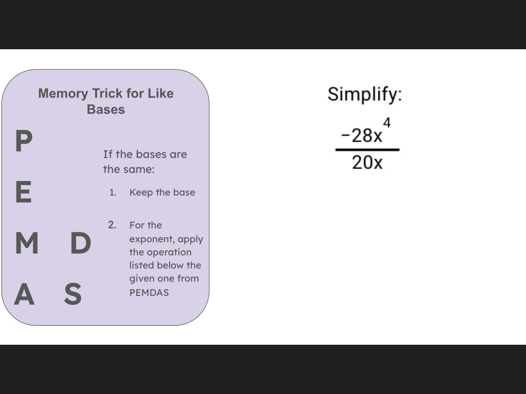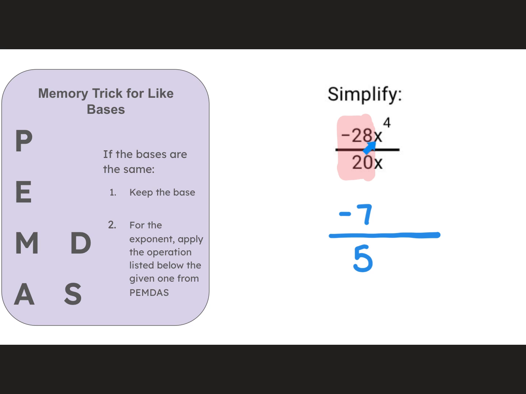I now have a quotient. So I begin with coefficients. These are normal numbers. These are not like bases, so don't apply exponent rules. You're just going to reduce negative 28 over 20. 4 goes into both, so negative 7/5. If you can't do that in your head, use your calculator to reduce your fraction.